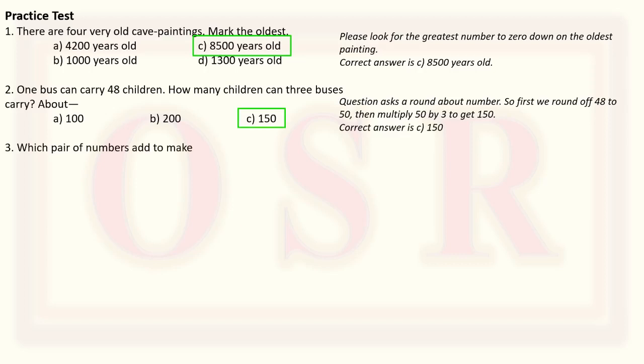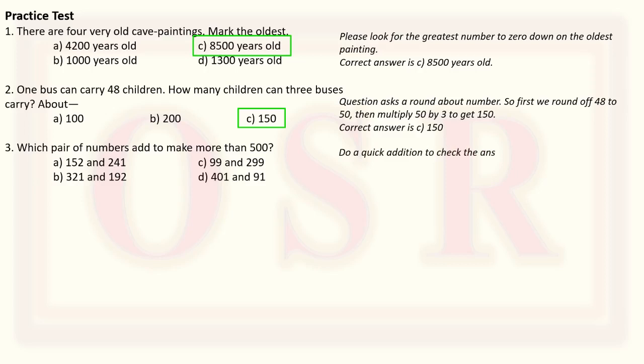Question 3. Which pair of numbers add to make more than 500? So look at these 4 pairs of numbers, guys, and quickly figure it out. Pause it. Okay, now do a quick addition to check the answer. Correct answer is B, 321 and 192.